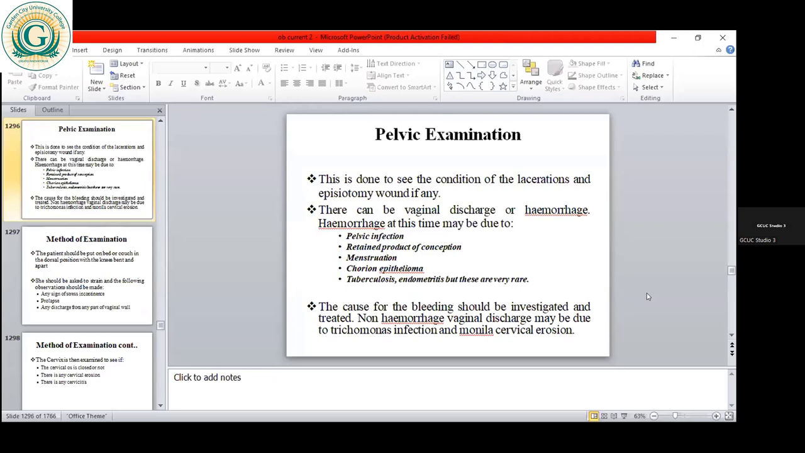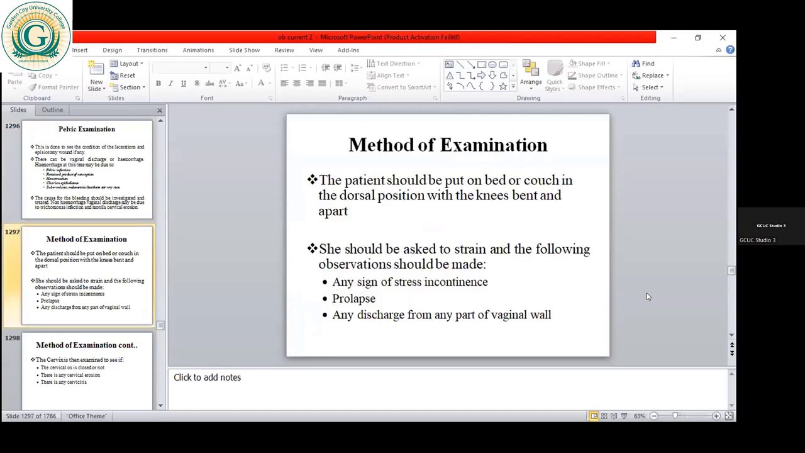infection by trichomonas and monilia. The patient should be put on a bed or couch in a dorsal position with the knees bent and apart. And then you ask her to strain like she's going to deliver, and observe any sign of what we call stress incontinence, or prolapse, or any discharge coming from the vaginal wall.